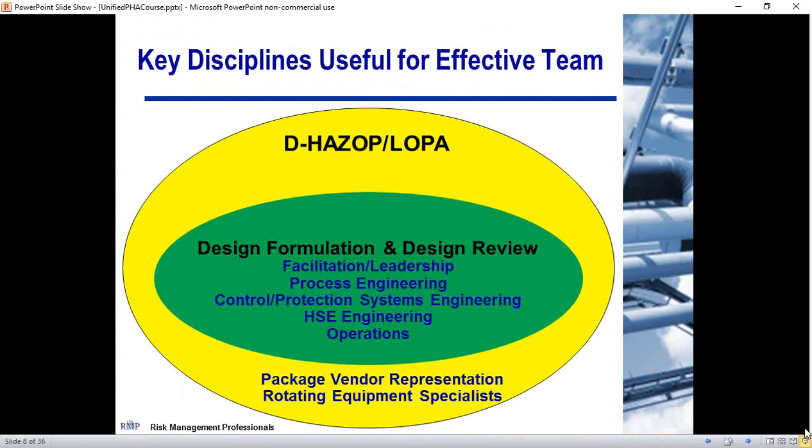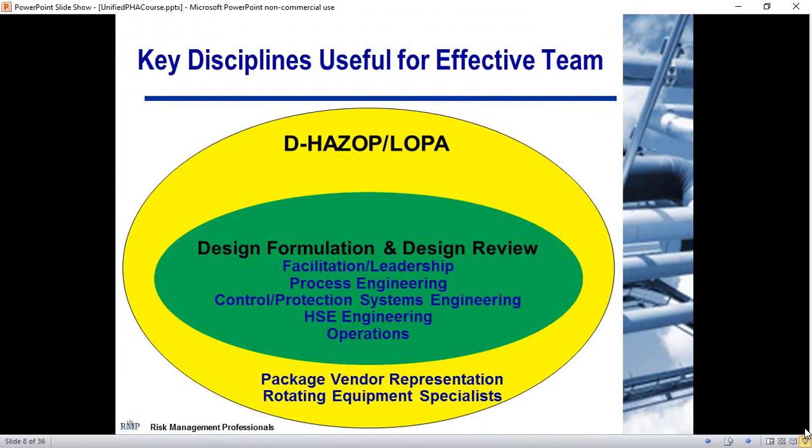But doing it properly, it's all about resources. So what kind of resources are used during the design? Well, during design formulation and design review, somebody's got to lead the team, pull it together, do the big picture. There's leadership that's necessary. Process engineering is necessary for most designs that we get involved in. Control and protection systems folks, health and safety professionals, and also operations. All those are key players in terms of formulating a design. When you're doing a design HAZOP or LOPA, you're also going to bring in package vendor representation, rotating equipment specialists, and other specialists. So when you look at that, there's a high degree of overlap.